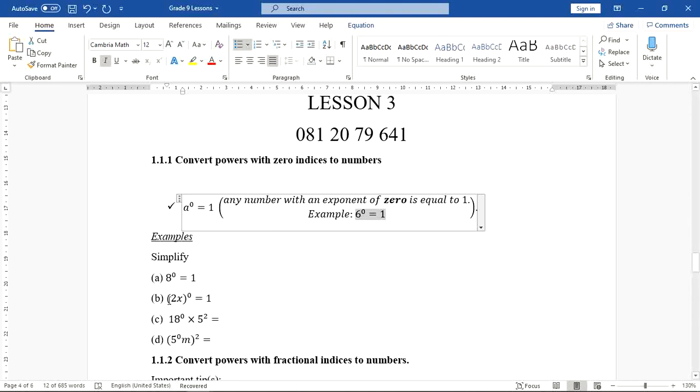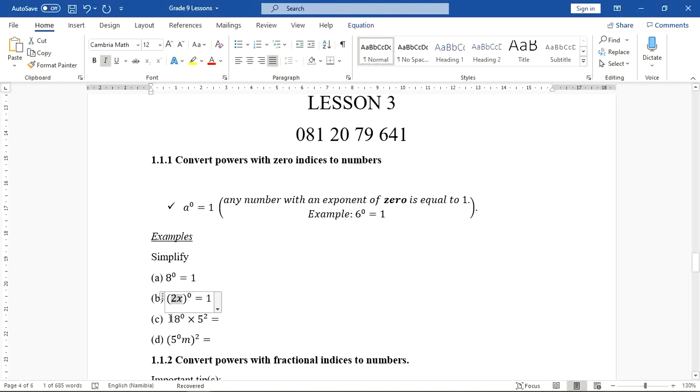We have 8 exponent 0, so this is obviously just 1. You can even confirm with your calculator, 8 exponent 0 will give you 1. What about in part B? This time you have 2 bases, the 2 and the x, but they all have the same exponent, which is 0, so they also become 1.